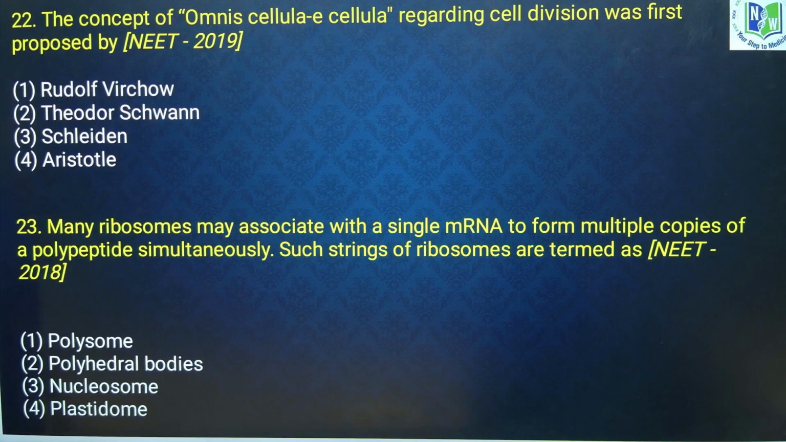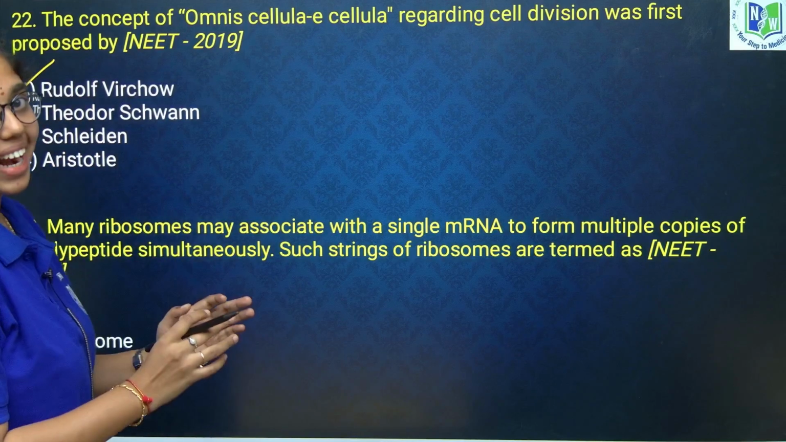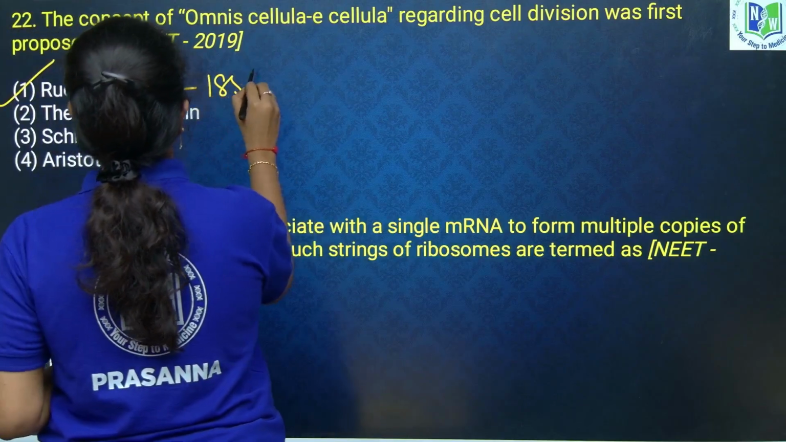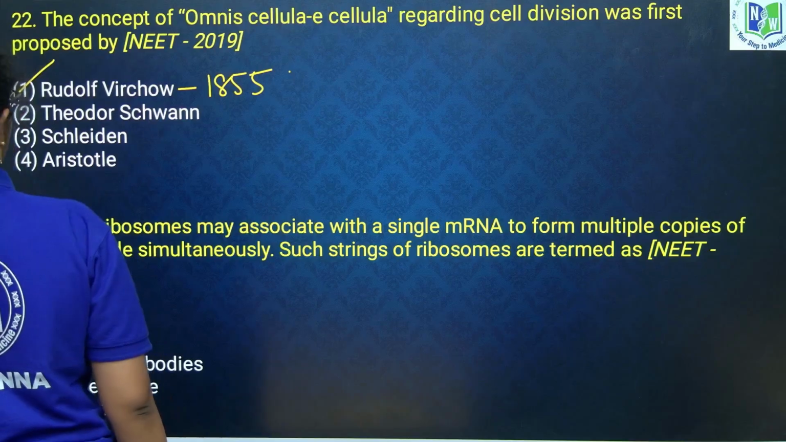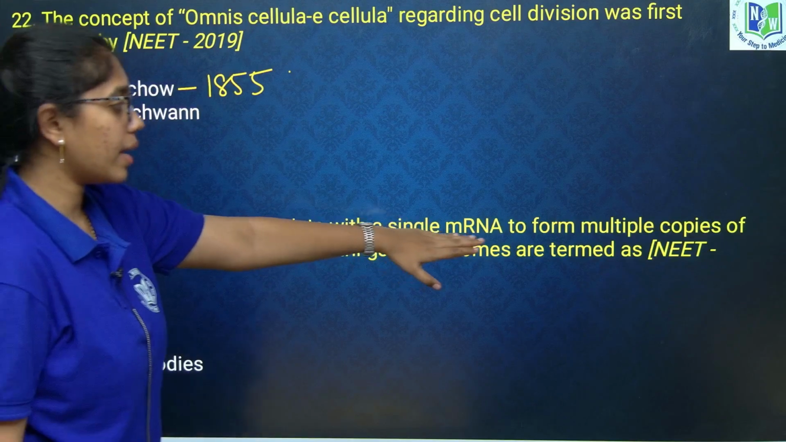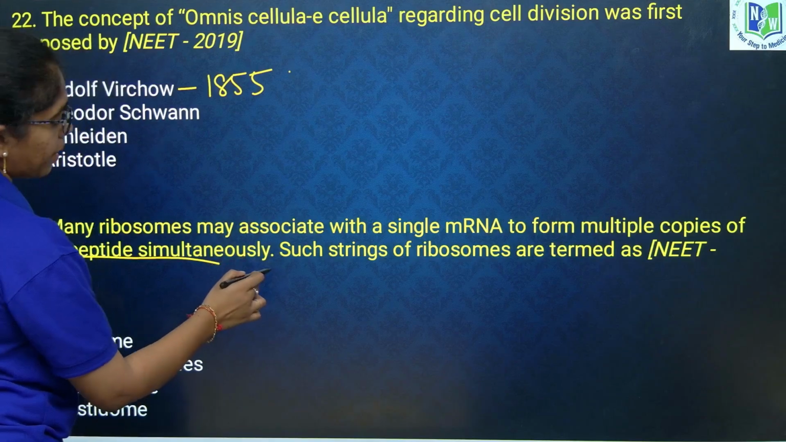The concept of omnis cellula e cellulae regarding cell division was proposed by Rudolf Virchow, where he mentioned that all cells arise from pre-existing cells in the year 1855. Next question.